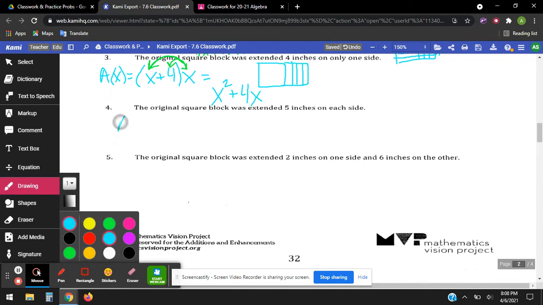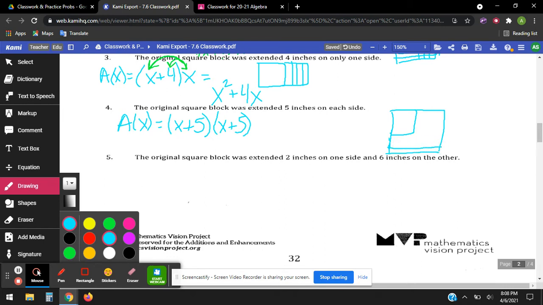The original square block was extended 5 inches on each side. Now we could actually put a squared here, but because I want to be able to work this out, I want to show both dimensions. So here I have 5 going down this way, and I'm going to have 5 going across this way.